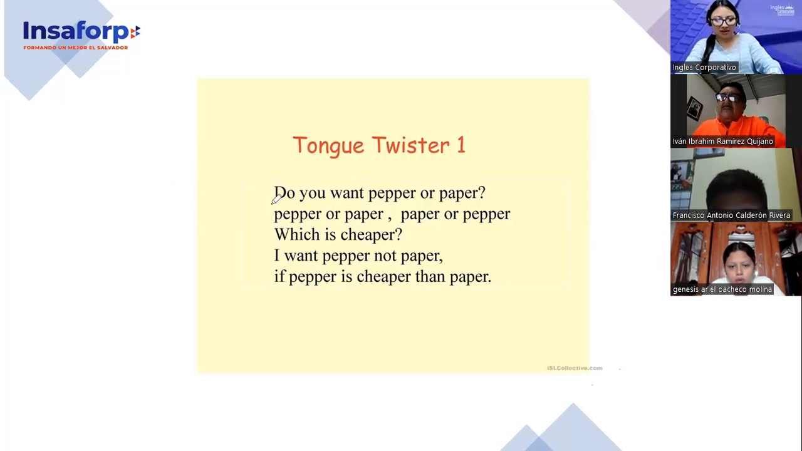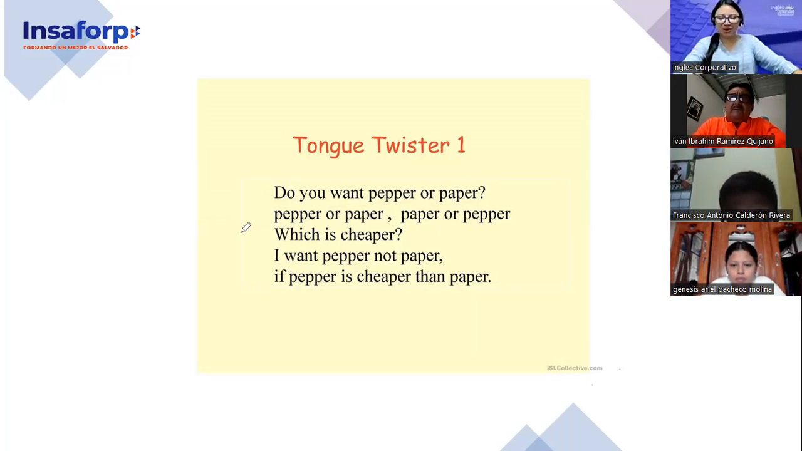Look what we have here. Tenemos una forma interrogativa. Bueno, dos formas interrogativas. It says, do you want pepper or paper? Pepper or paper? Paper or pepper? Which is cheaper? I want pepper, not paper, if pepper is cheaper than paper.